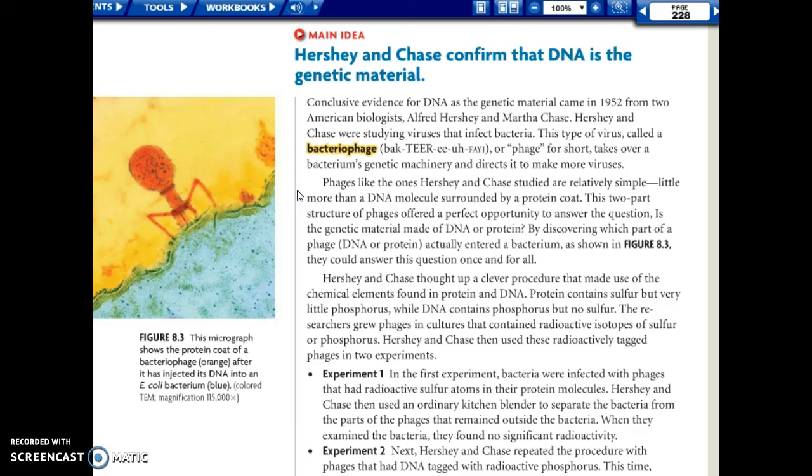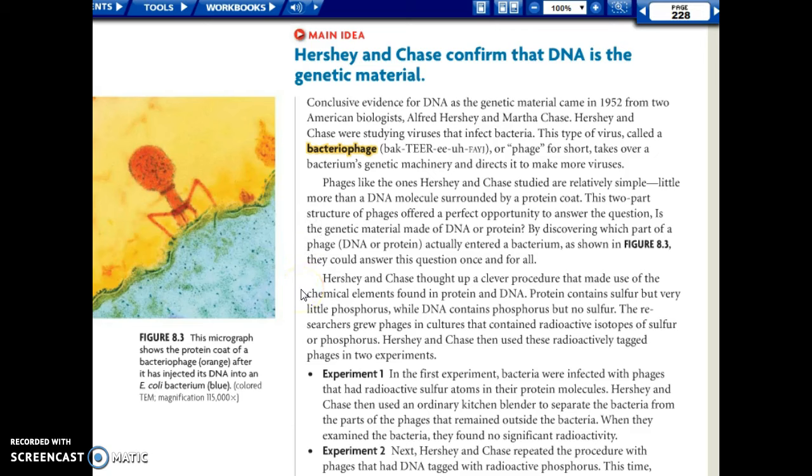This two-part structure of phages offered a perfect opportunity to answer the question, is the genetic material made of DNA or protein? By discovering which part of a phage, DNA or protein, actually entered a bacterium, as shown in figure 8.3, they could answer this question once and for all.